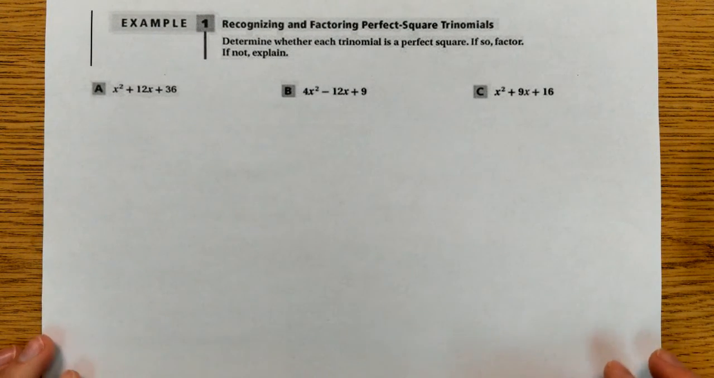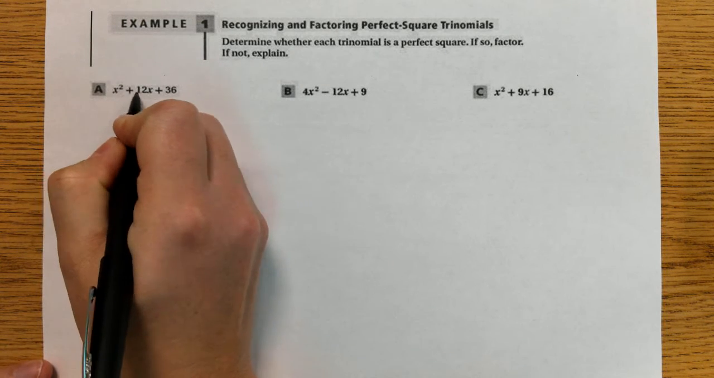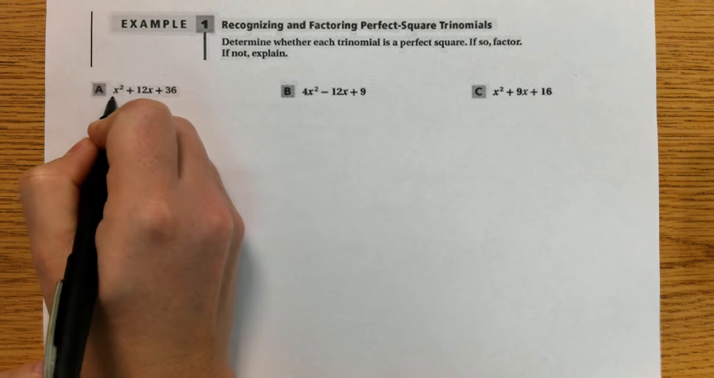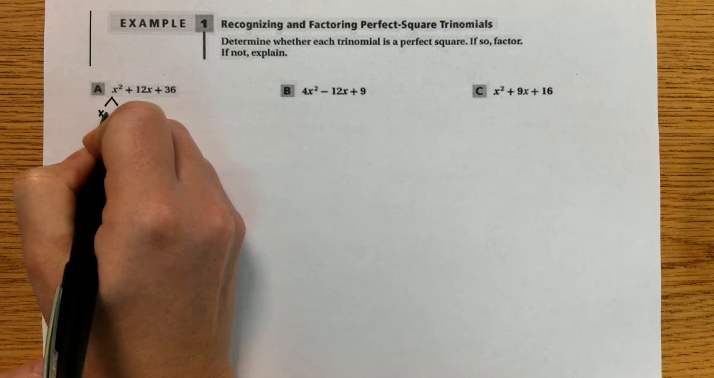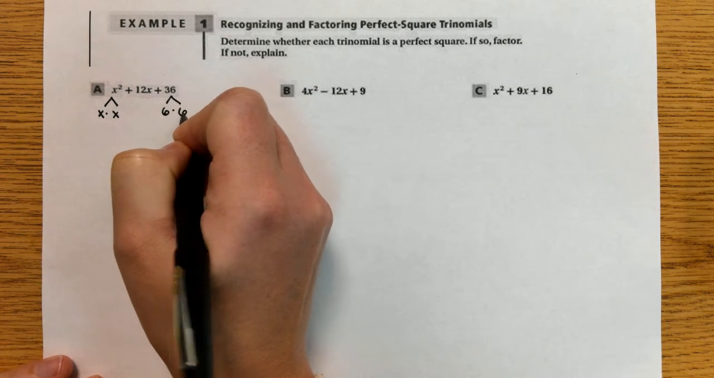Okay, for example 1, we are recognizing and factoring perfect square trinomials. So we're going to determine whether each trinomial is a perfect square. If so, we'll factor. And if it is not a perfect square, then we just need to explain. So x squared plus 12x plus 36, that is our first example. X squared can be broken into x times x, and 36 can be broken into 6 times 6.